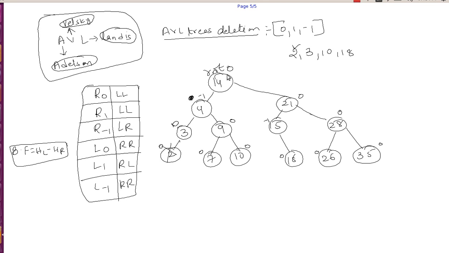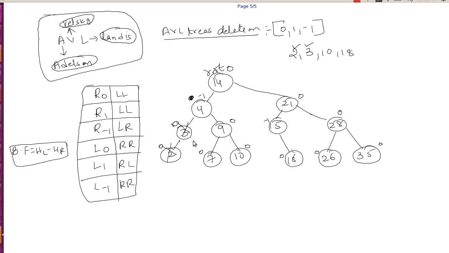What will be the balancing factor for this node? Do you have any change here? How many levels do we have here? 1, 2, 3. You have 3 levels. Here how many levels do you have? 1, 2, 3. So there is no change in the balancing factor here. Now you want to delete the element 3. So delete the element 3.